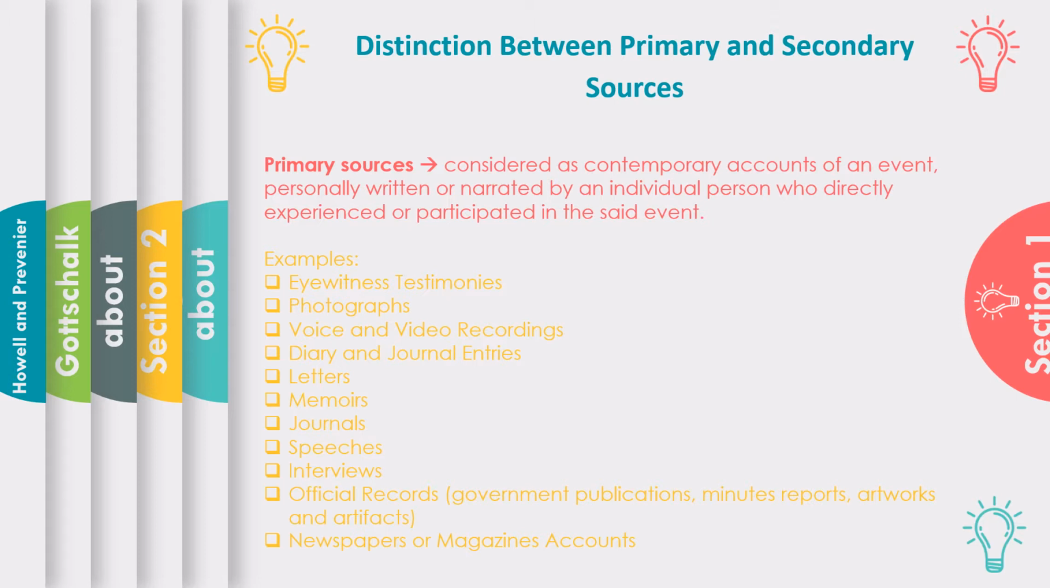First, let me discuss to you what is primary source. This is considered as contemporary accounts of an event, personally written or narrated by an individual person who directly experienced or participated in the said event. Primary source tells you about an event and is from the time of that event. In an easier definition, primary source is made during the time of the events. Primary sources are very first-hand, authoritative accounts of events, topics, and historical periods. This is original information.